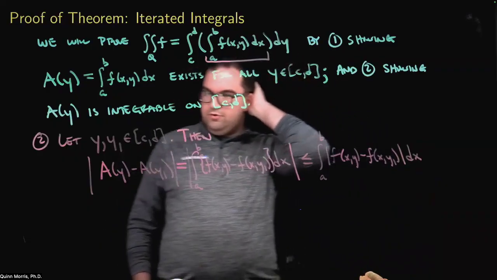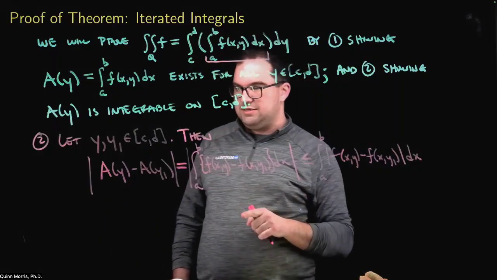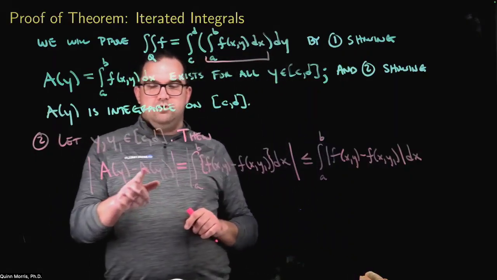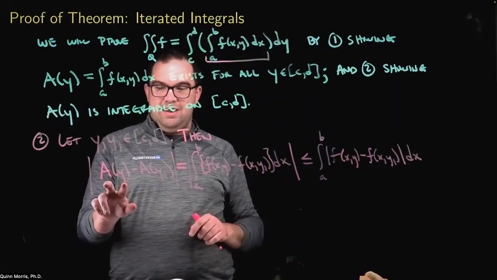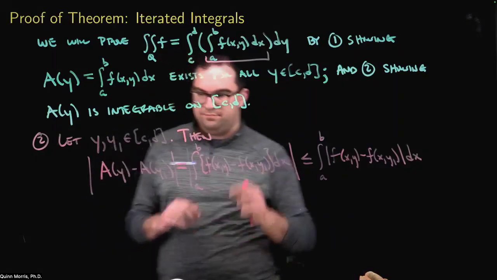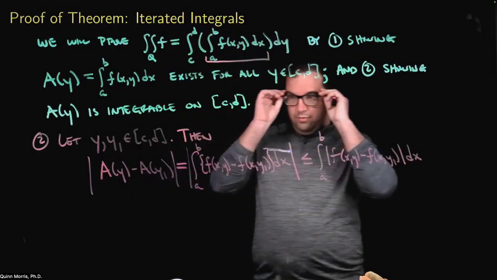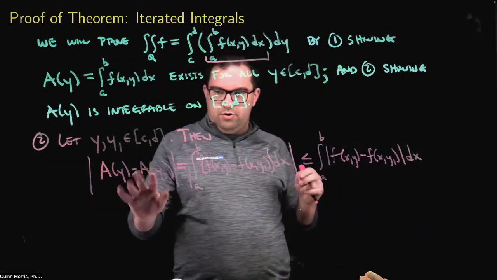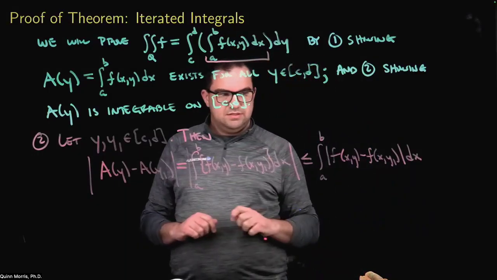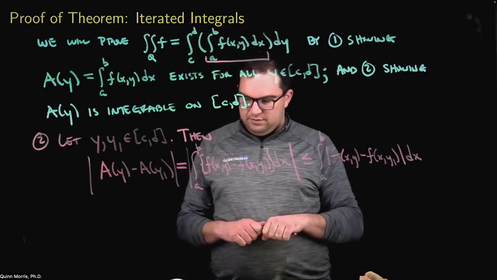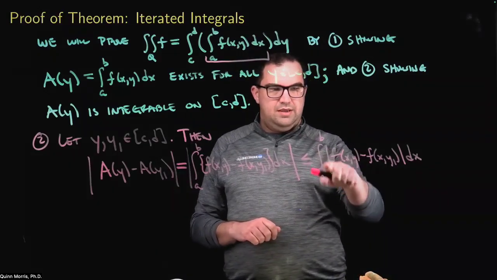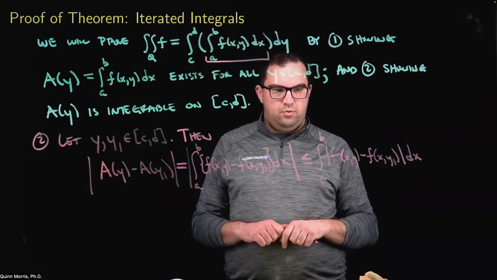Now, eventually what I want to do is show that a of y is continuous. So eventually I want to say as y goes to y1, a of y has to go to a of y1. That's continuity. So I would like to eventually express what's going on here in terms of y and y1. Right now I have them trapped in this function notation, and it's not easy to use the continuity of f quite at this point.